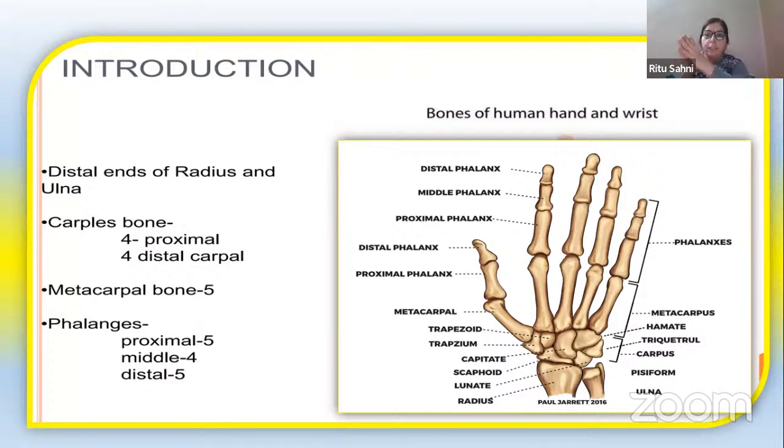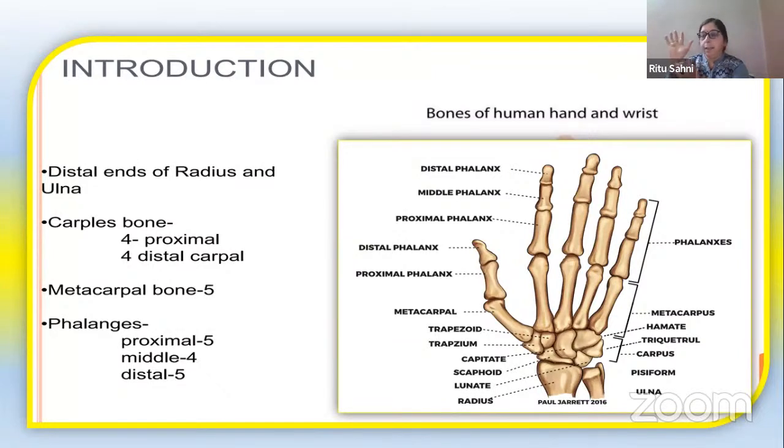In this we also see the distal ends. Yesterday we saw the structure of the elbow, where the proximal joint of the radius and ulna is connected to the elbow. As it comes towards the hand, these are the parts where the distal ends of the radius and the ulna are. The radius is towards the thumb side and the ulna is towards the little finger.